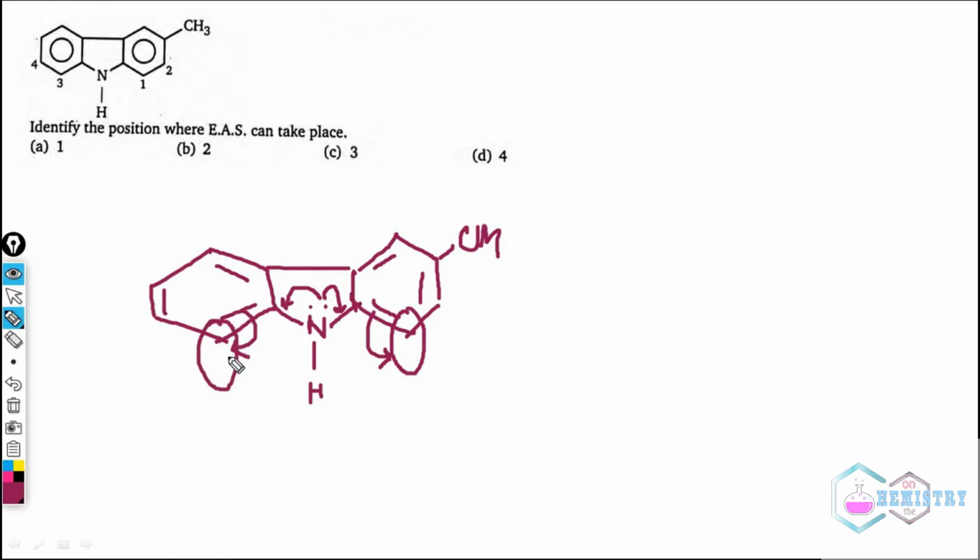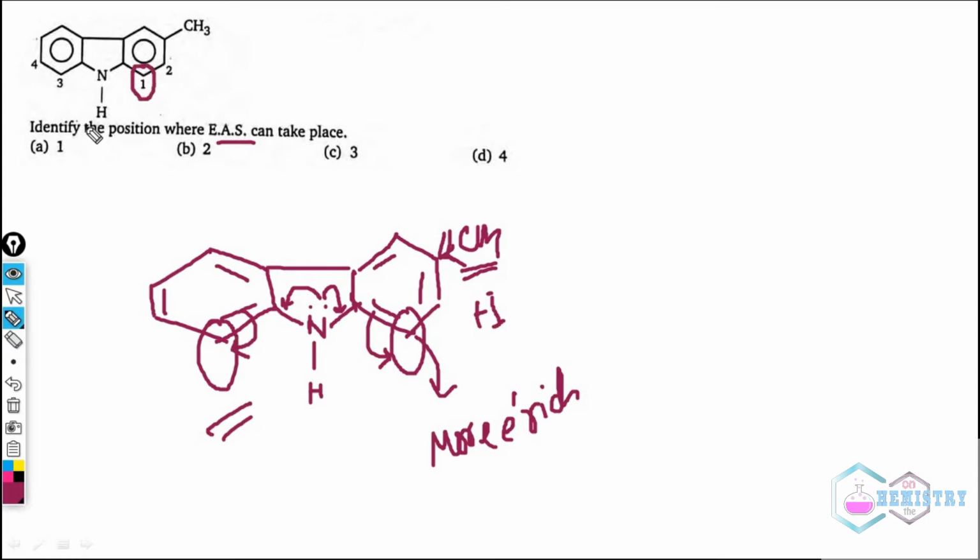Making these two positions most electron rich. So electrophilic aromatic substitution will take place in either of these two places. But in this ring, there is an additional CH3, which adds a plus I effect to the ring. Hence, this position is more electron rich than this one. So option 1, or option A, will be our correct answer.